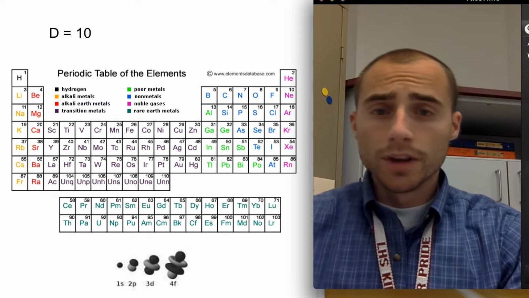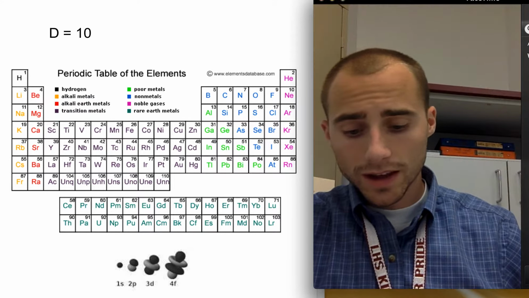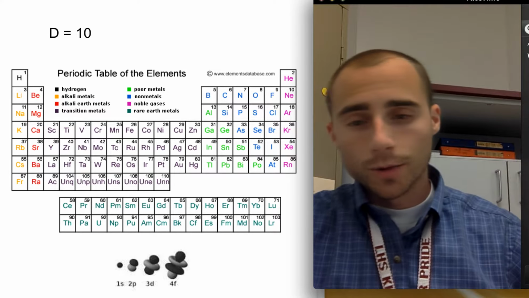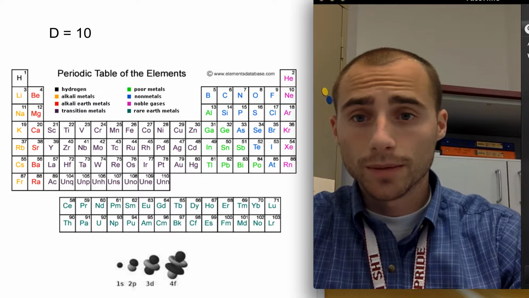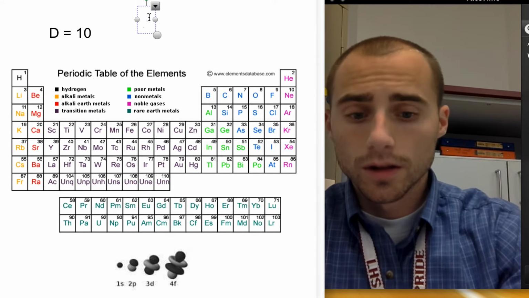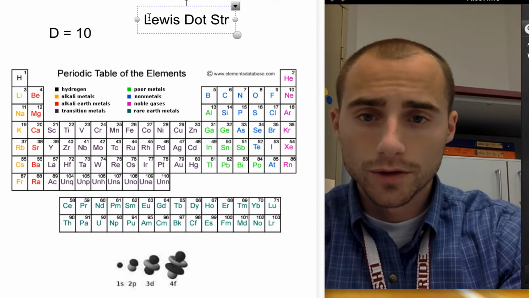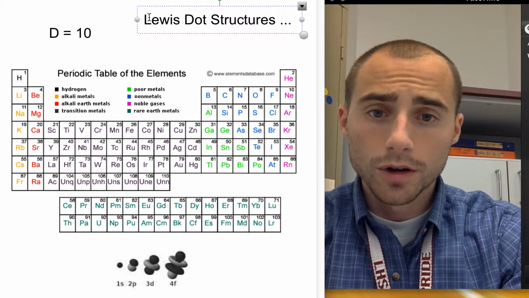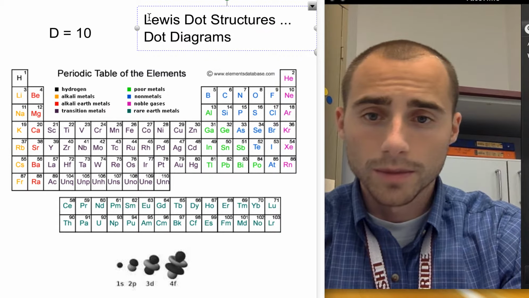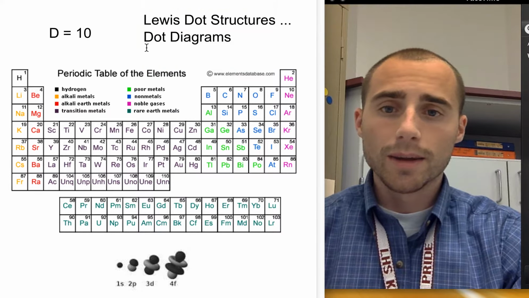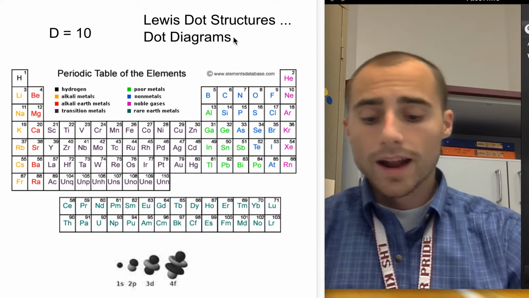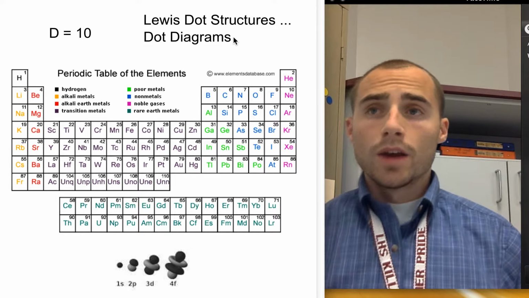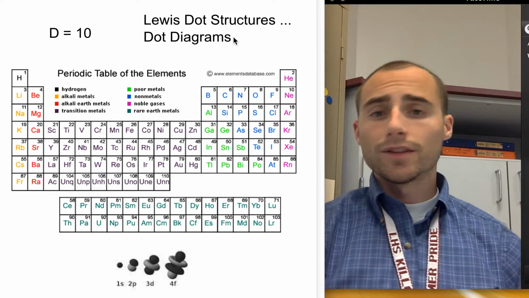Now, we are building on electron configuration with some new things. We're building on it with what are called Lewis dot structures or dot diagrams. So these are Lewis dot structures, also called dot diagrams. Either way, it says on your sheet dot diagrams, but the official scientific name is Lewis dot structures. What these deal with are valence electrons.